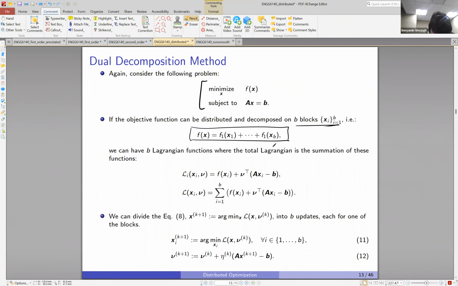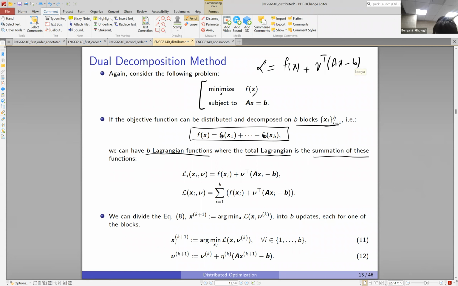Give me a second. I think there's no need for a 1 here. Sorry about that. Then we can have B Lagrangian functions, where the total Lagrangian is a summation of these functions. What does it mean? Let's write the Lagrangian for this optimization problem. The Lagrangian becomes f of x plus nu transpose (Ax minus b), right?